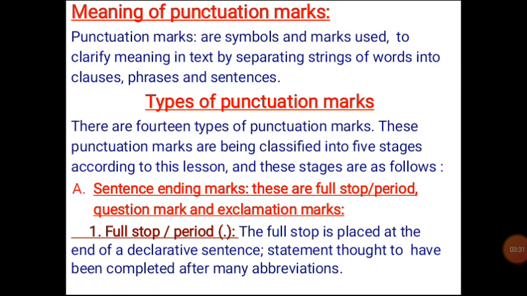Now, full stop number 1. The full stop is placed at the end of a declarative sentence or statement thought to have been completed, and after many abbreviations. Now, that is a simple explanation of what a period or a full stop is. That is, it is used to end a declarative sentence or statements. That is, any statement that has been completed in the mind of reading, you will introduce a full stop to show the end of the sentence or statement, and after many abbreviations possibly.